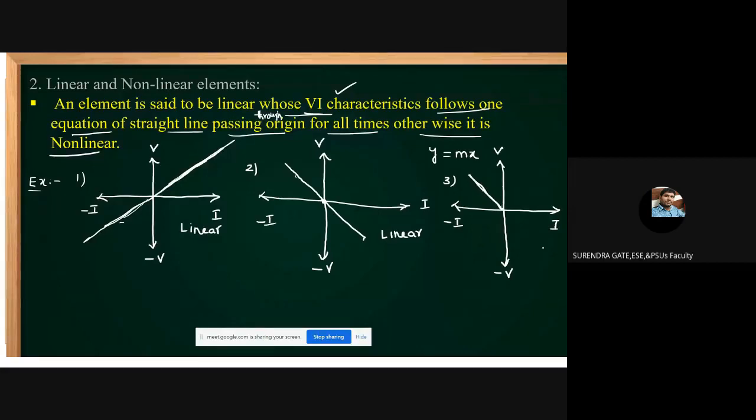But at all times, taking minus infinity to plus infinity, that is the meaning: at all times it follows only one equation of a straight line, and that line must pass through the origin. Then only it is treated as linear, but this is non-linear. Only one side it is following, but it only touches the origin. It is not passing through the origin. The other side, we don't have that equation. It's non-linear.